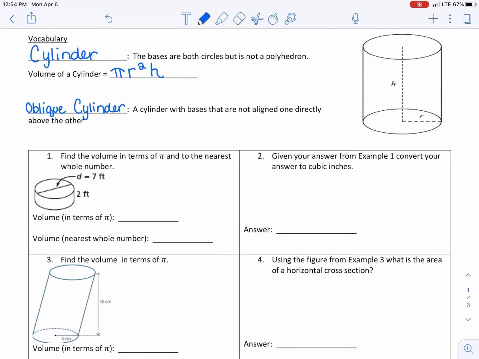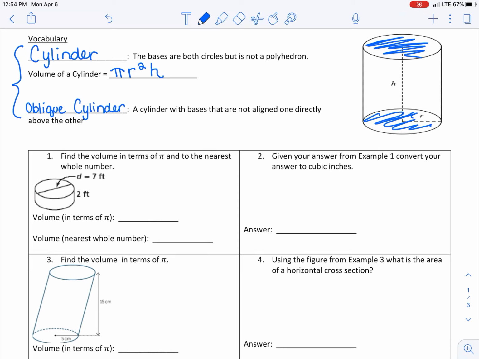Okay, so we are going to look at lesson 3, and this discusses cylinders. I kind of filled out this above information already about cylinders in general. A cylinder is where the bases are both circles, but it is not a polyhedron. So we have circles on both bases. That's what that's saying. This would be like a can of soup or a can of soda or something like that. That would be a real life example of a cylinder.